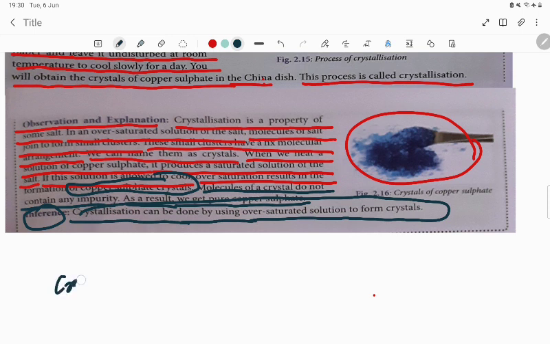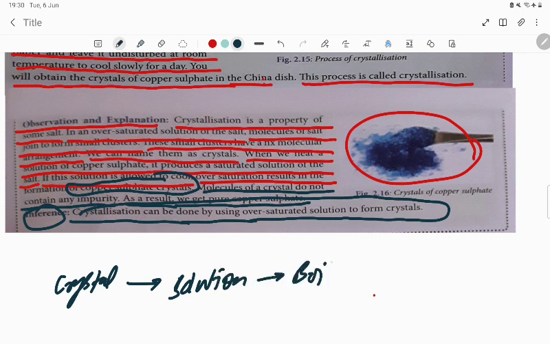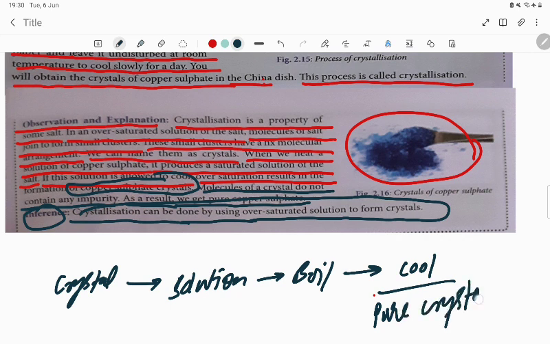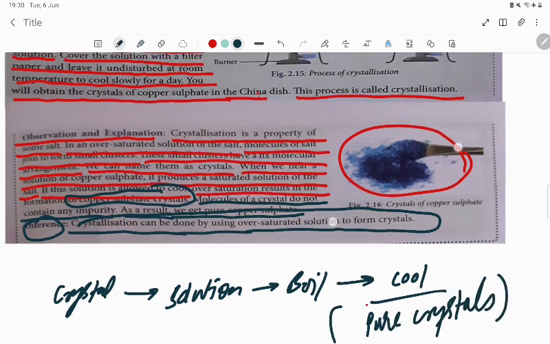So firstly you have the crystal, student, so you make the solution. Firstly you boil, then you cool. So by cooling, you are obtaining pure crystals. So this is the process of crystallization, student.